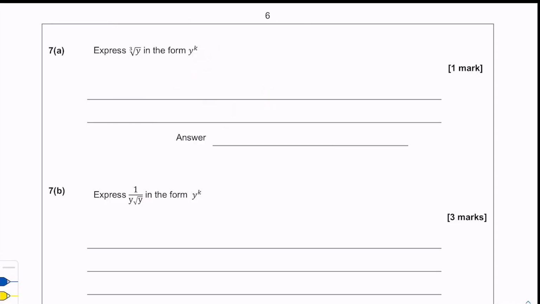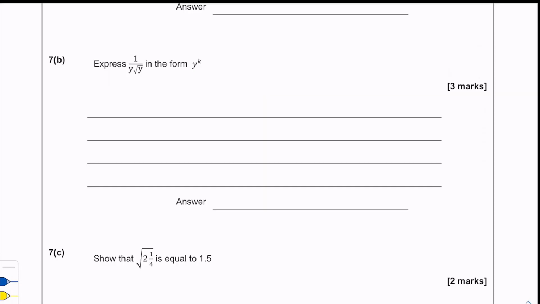Okay, and moving on to the final set of questions, which is for question 7. The first part is to express the cube root of y in the form y raised to the power of k. Alright, so remember the cube root can be represented as 1/3. So this is simply just y and then raised to the power of 1/3. Nice and easy.